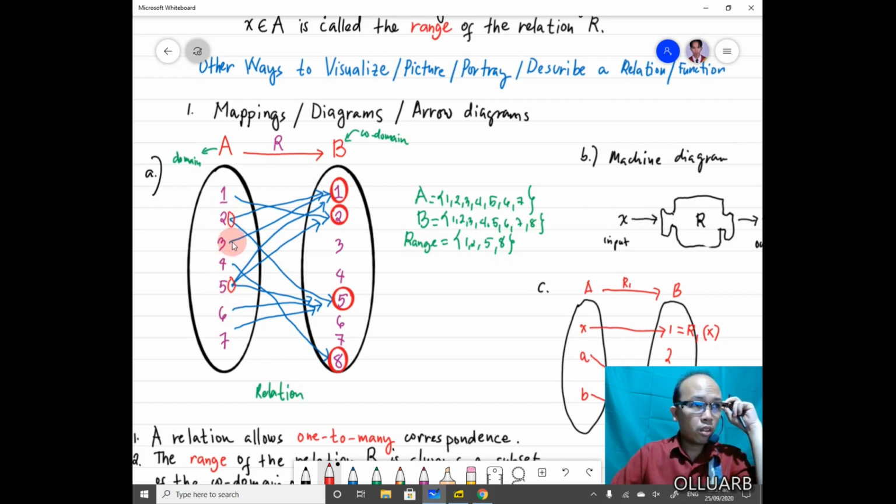What if your domain is infinite? What if your codomain is infinite? So there's a problem of visualizing a function or relation if you use a diagram or a mapping. You would need a big illustration or big circle or oblong to put all the objects in the codomain or in the domain. So this is also one of the problems of using a diagram.